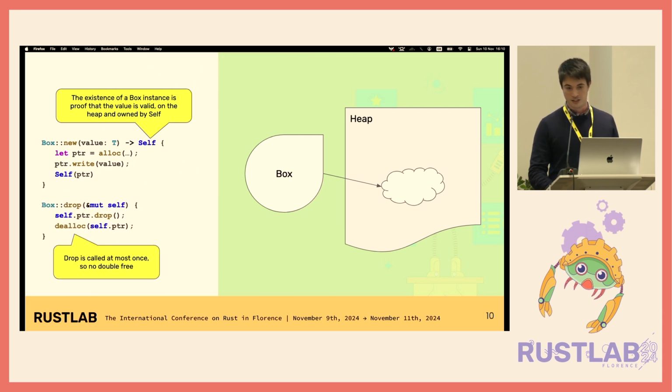And that's done in the drop, where we drop in place the thing that's in the heap, because obviously the thing on the heap can itself be managing some other memory. So that data is cleared, and we also deallocate the memory that we had on the heap.